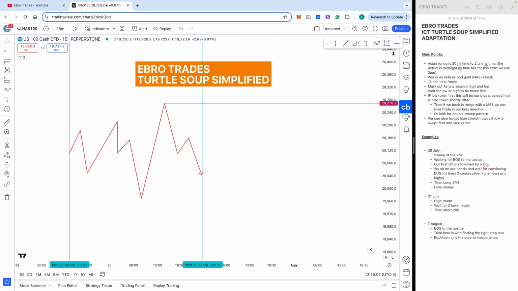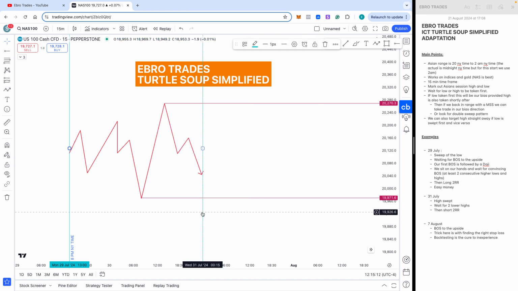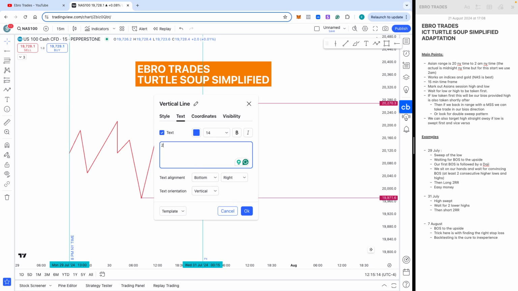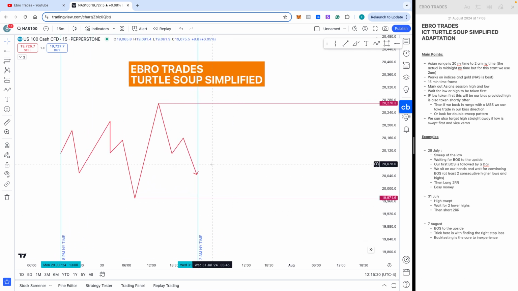So this is the Asian session. This is the Asian session high. This is the Asian session low. This is 8 p.m. New York time. This is 2 a.m. New York time. I know it should be midnight New York time, but for Turtle Soup, we'll be using 2 a.m. New York time. This is the Asian session.